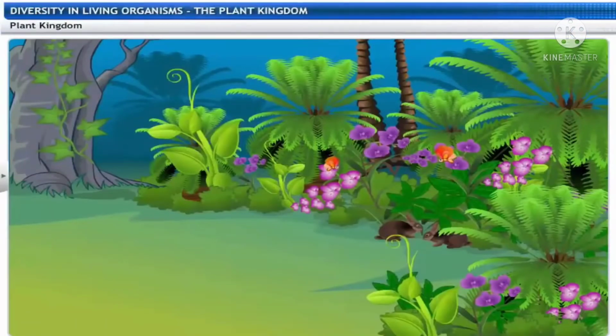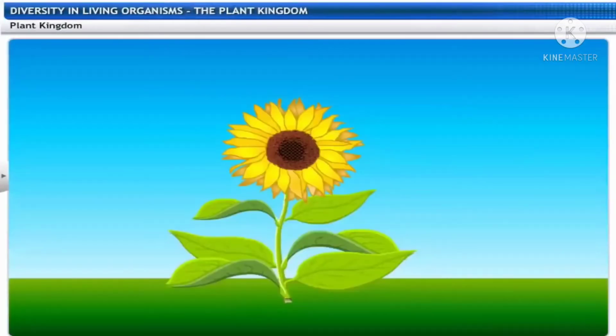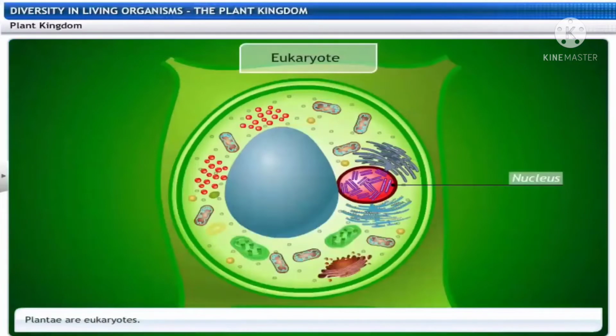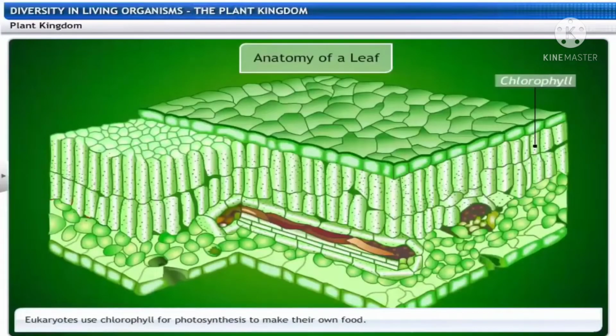Members of the plant kingdom are called plantae. They are set apart from other organisms by two unique characteristics. They are all eukaryotes, and they use chlorophyll for photosynthesis to make their own food.